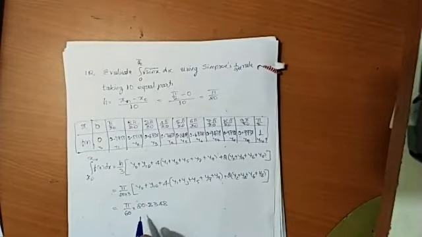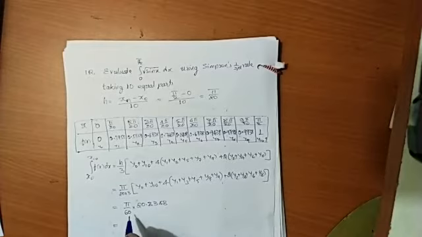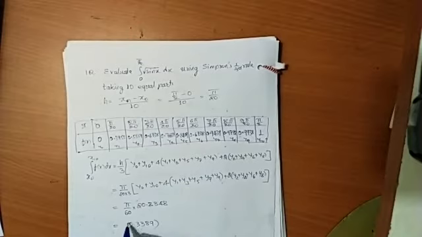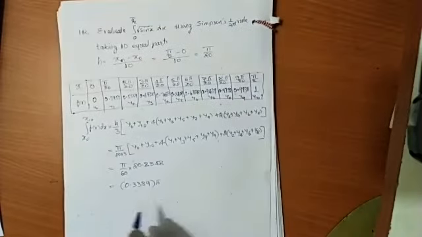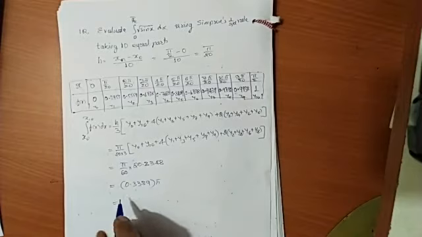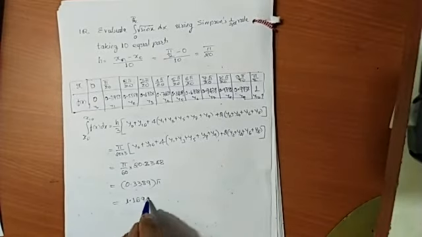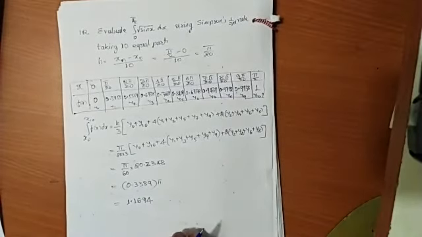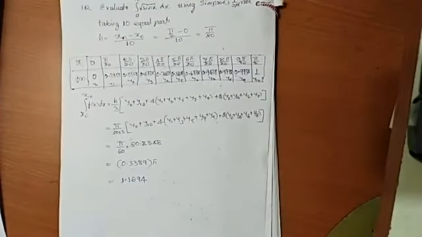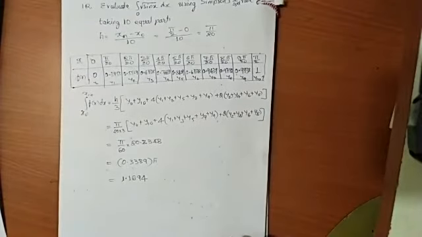20.3348, or I can write this as 0.3389 times pi. If I substitute the value of pi, I get this to be 1.1694. So this is the answer for the integral from 0 to pi by 2 of root of sin x dx. This is the question number 12.